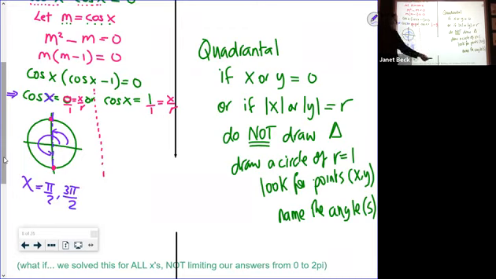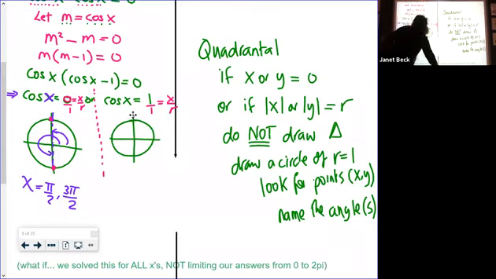And then on this one, try that again. You name the angle for that one. Again, this one's quadrantal. So draw a circle of radius 1. And this time we're looking for points on that circle with an x value of 1. It's just this one. This is the point 1, 0. This is actually the point -1, 0. We don't want that one.